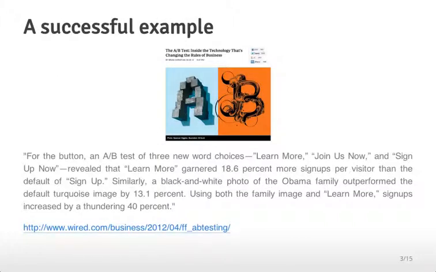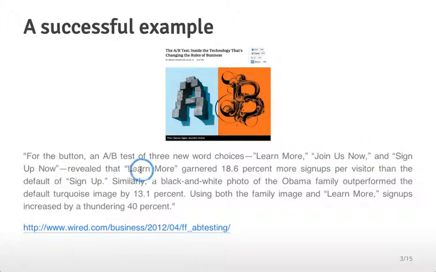So an example of a successful ANOVA with multiple factors is the A/B testing that was performed by the Obama campaign. So they had a website where they were trying to get people to sign up for the mailing list for their campaign, and so they had three different wordings that they could apply to that website: learn more, join us now, or sign up now.